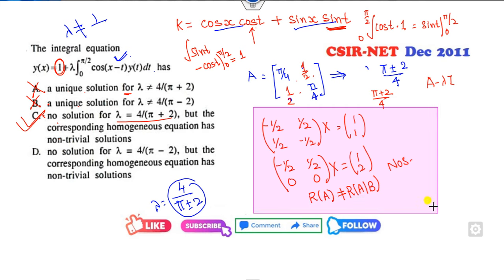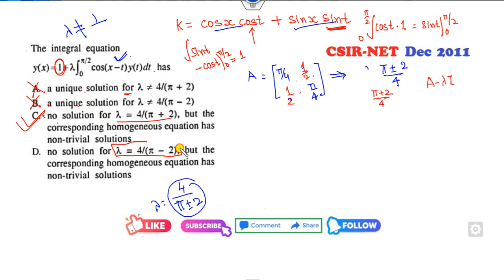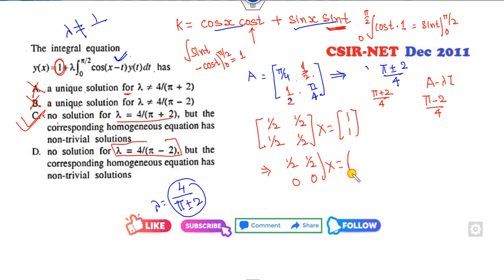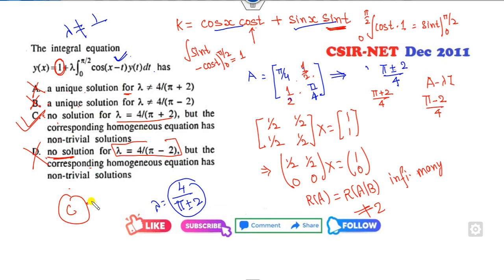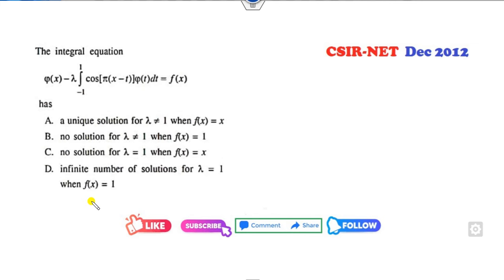Now look at the fourth option. When you consider this eigenvalue, corresponding to pi minus 2 by 4, if I substitute here, Ax is half, half, half, half, x, and B is 1, 1. So if you do r2 minus r1, it is 0, 0, and 1, 0. What is the rank of A and rank of A augmented with B? Both are the same. It means it has infinitely many solutions, but he said no solution. So that option is cancelled. The right option is only C. That is the right answer.